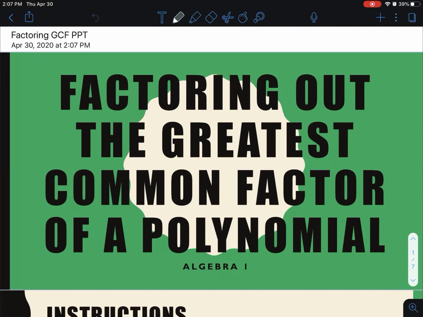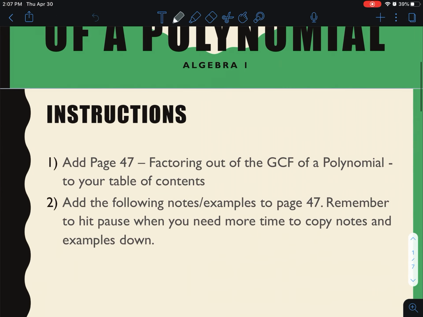For day 25, we're going to be factoring out the greatest common factor of a polynomial. For those of you who don't remember, greatest common factor is the biggest factor that two or more terms share. You learned about that back in 6th grade, I believe.